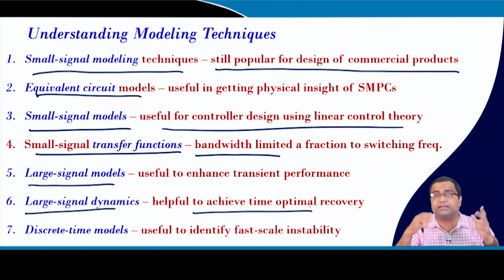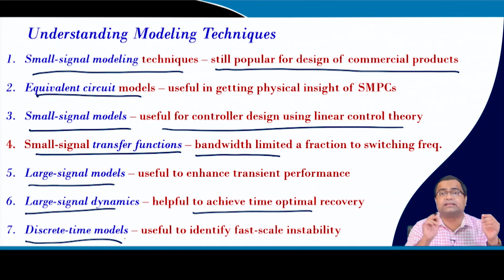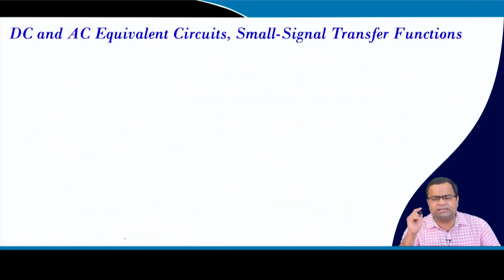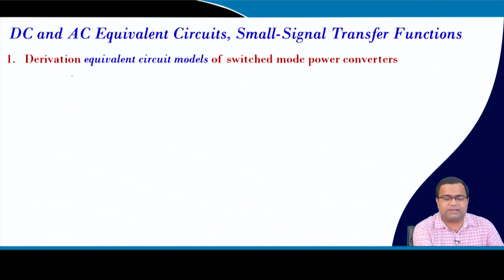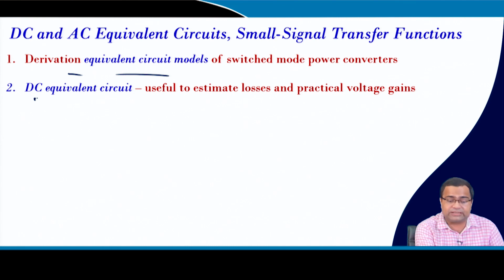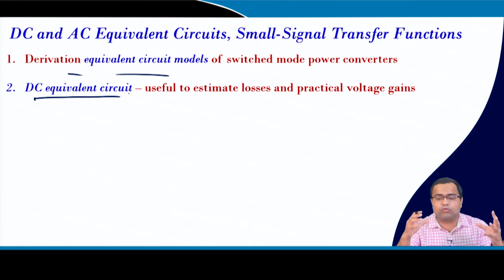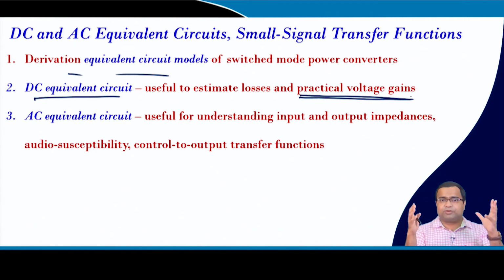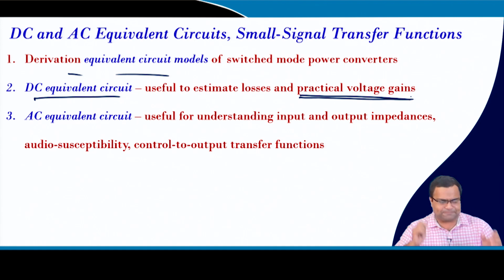So, your power density can be increased, and we have also learned the discrete time model, which is useful to analyze fast scale instability to ensure that the power supply is free of subharmonic oscillation. We have also discussed DC as well as AC equivalent circuits and small signal transfer functions, and we derived the equivalent circuit model. Using the DC equivalent circuit we have shown how to estimate losses in some sense, and then how to get the practical voltage gain, and these voltage gains are different from the ideal voltage gain, because there will be a correction factor due to the parasitics.